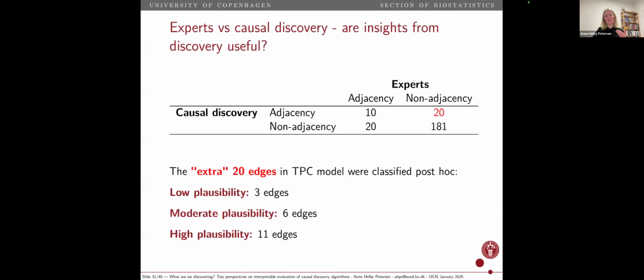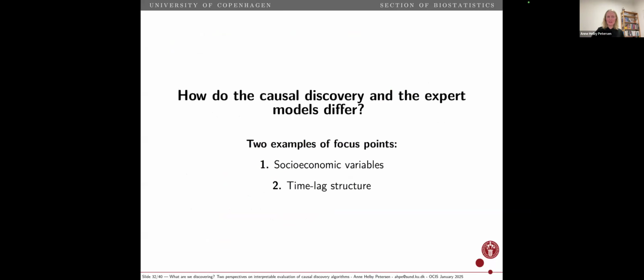So it seems like what we discover here might actually have some use and be something that the experts overlooked at first. I have two extra small examples of how you can also try to look closer into a model to understand what comes out of using causal discovery versus the expert model. So how do they differ?